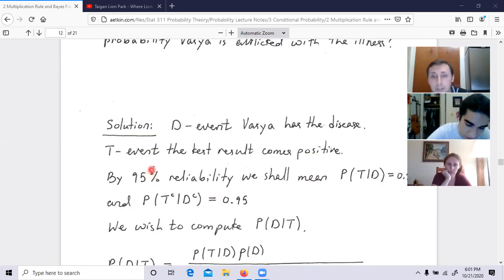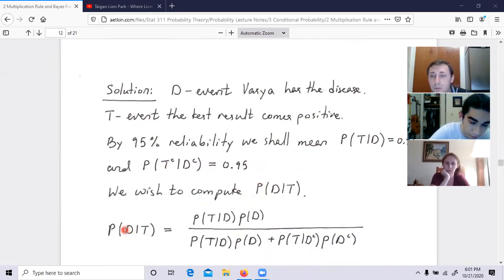By 95% reliability, I mean that the probability the test is positive given disease is 95%, and negative given no disease is also 95%. Yes? You understand? In symbols, that means negative given no disease is 95%. And then what we wish to calculate is the probability that we have disease given that the test is positive.